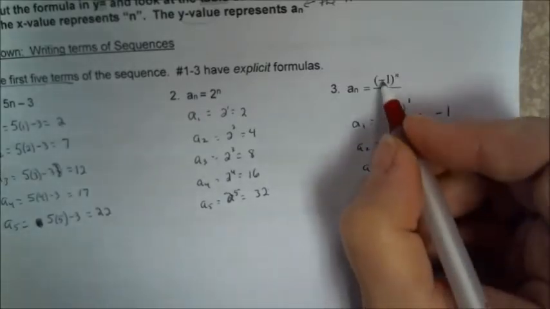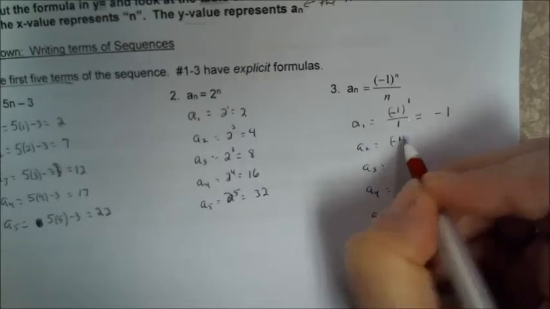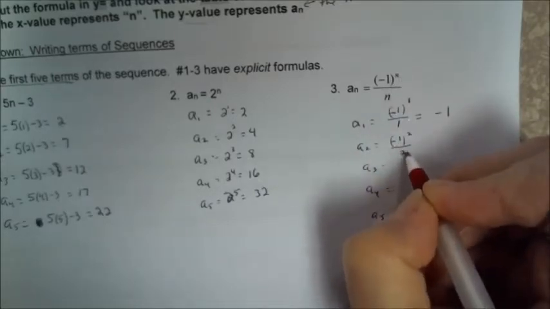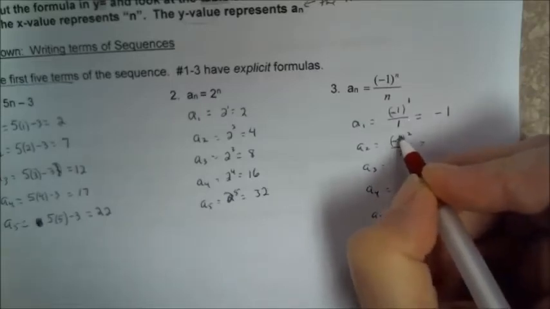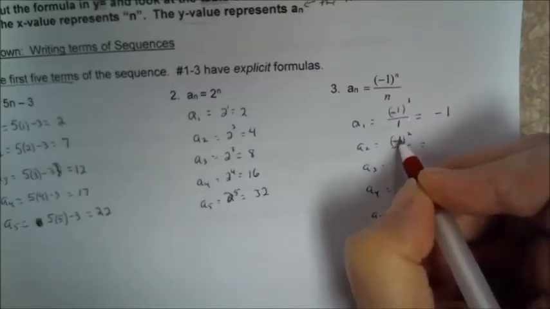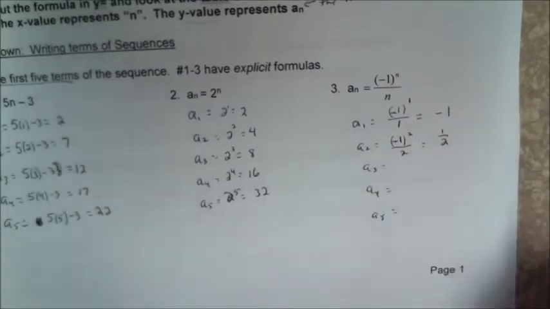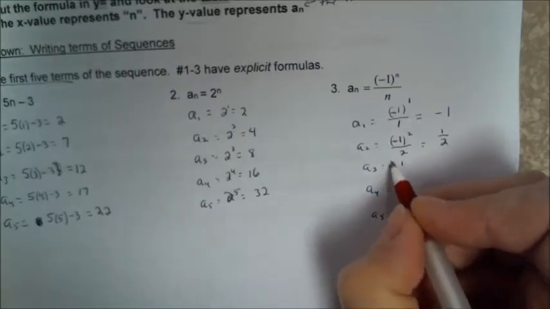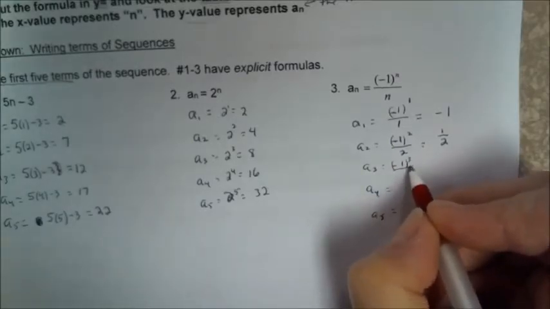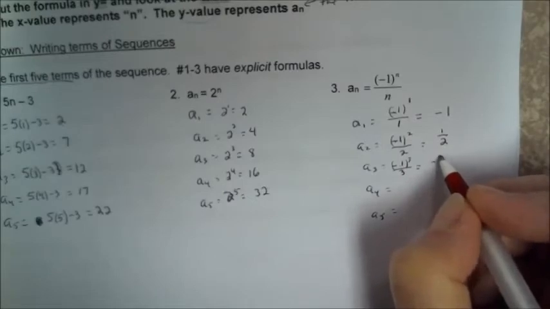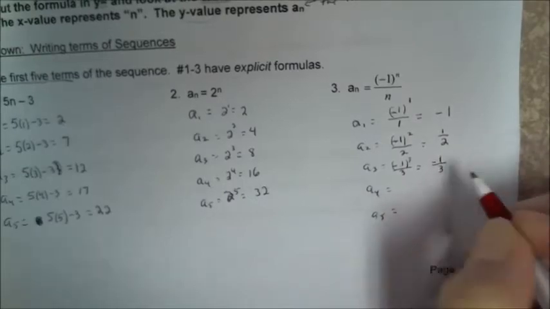The second term is -1 raised to the second power divided by n, which is 2. -1 squared, -1 times -1, is +1. +1 over 2 is a half. So the second term is a half. The third term is -1 raised to the third power all over, now n is 3. -1 times -1 times -1 is -1, over 3.